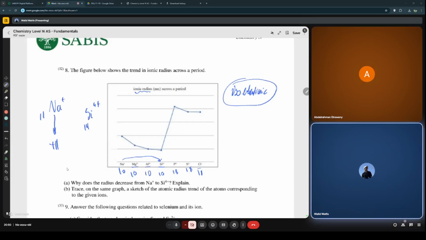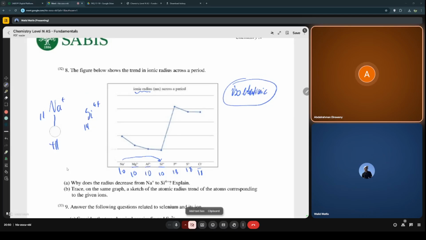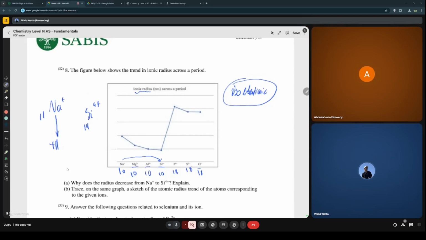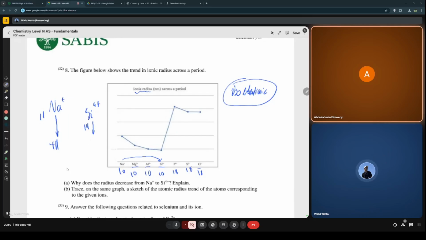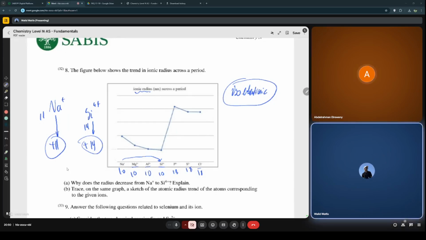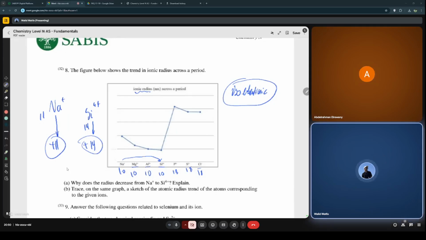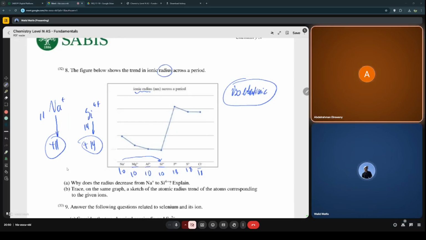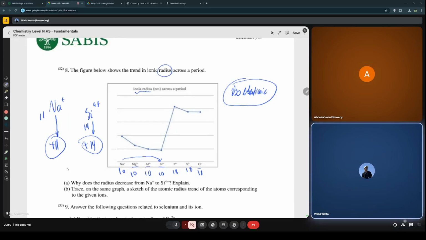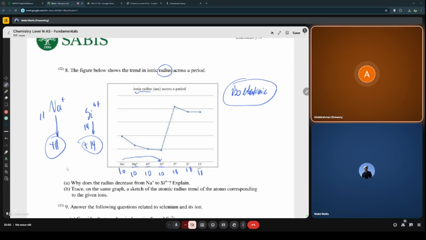So the nucleus here is what? Plus 11, right? Silicon's how much? Plus 14. Which one has a greater nuclear charge? Si, right? Okay. Tell me, greater nuclear charge, that means what? It means the number of protons increases. Okay, but we're talking about the radius. What does that have to do with the radius if there's a greater nuclear charge? Doesn't the radius increase?